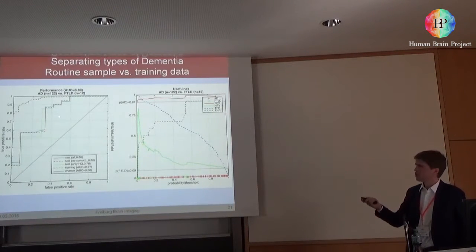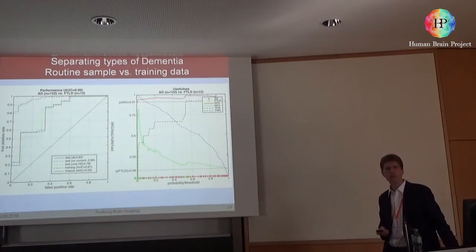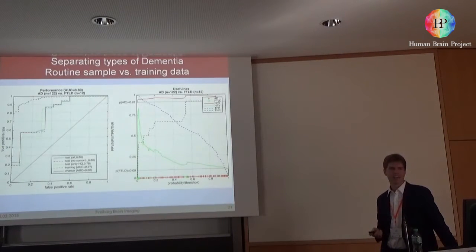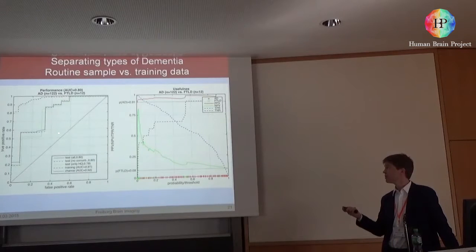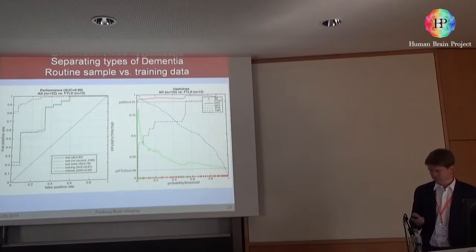But you see a substantial drop when we apply it to our routine data. And this is one of the problems I would like you to solve. So why do we see that? And we don't. I mean, this is close to not really useful, while this type of accuracy is excellent if you want to separate these two types of dementia.